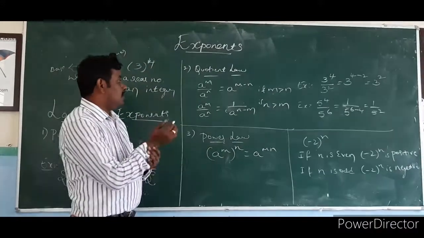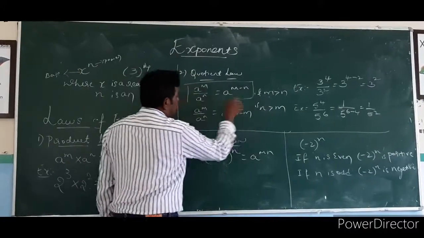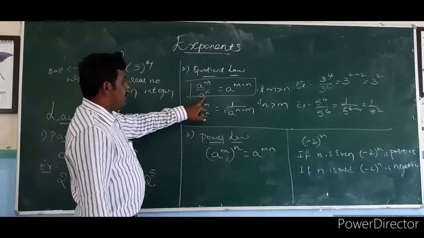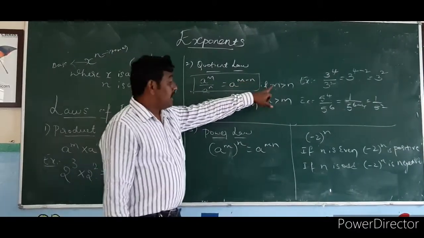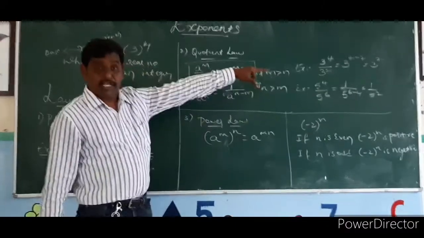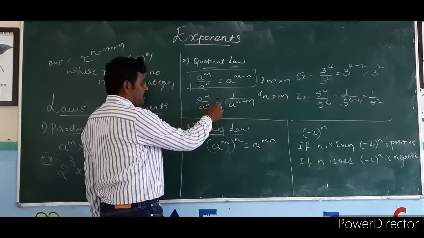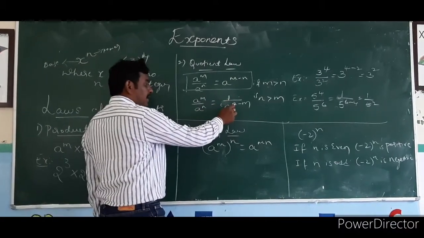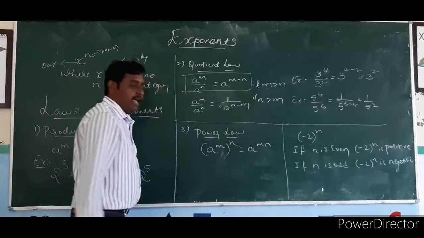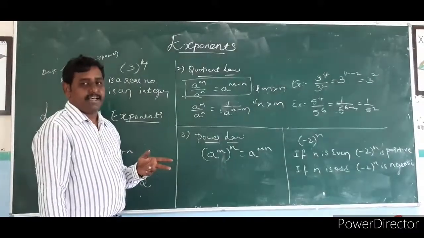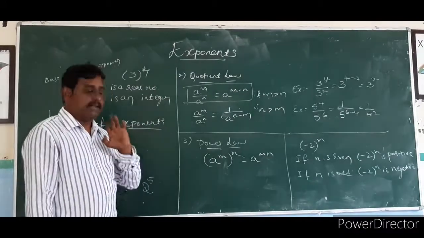Quotient law means what? a to the power of m divided by a to the power of n is equal to a to the power of m minus n when m is greater than n. This is very important. Example I have showed already. Next one is a to the power of m divided by a to the power of n is equal to 1 divided by a to the power of n minus m when n is greater than m. So the two are different. While you are writing the step-by-step answer, first clarify and then write.